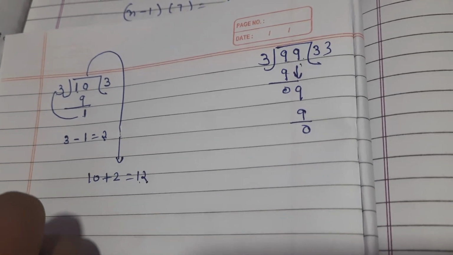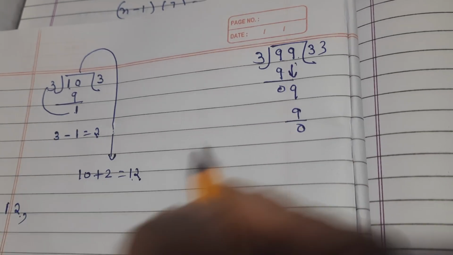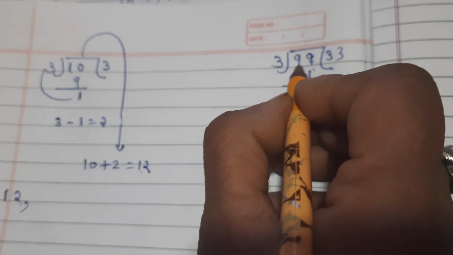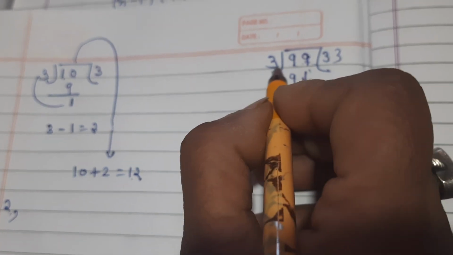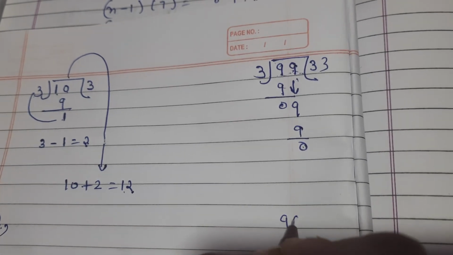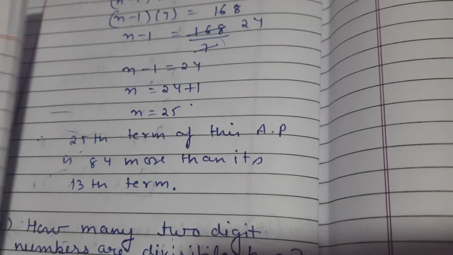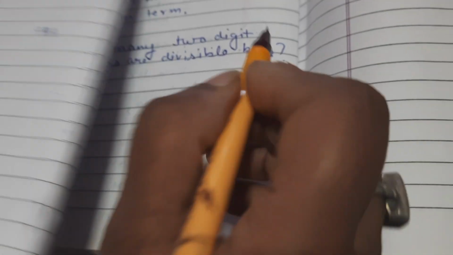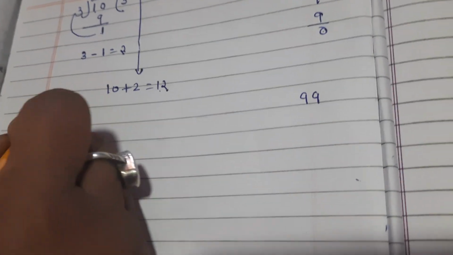So write down here. This is the first term, right? And now this 99 is fully divisible by 3. So the largest two-digit number which is divisible by 3 is 99. Now in this question, how many two-digit numbers are divisible by 3? So you have to add 3 to each number. Keep adding 3 to the number.